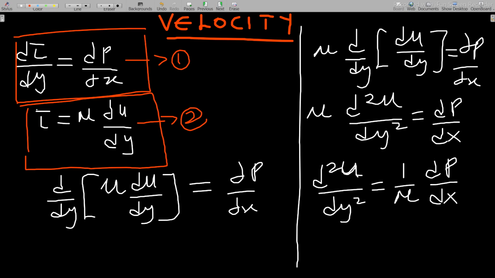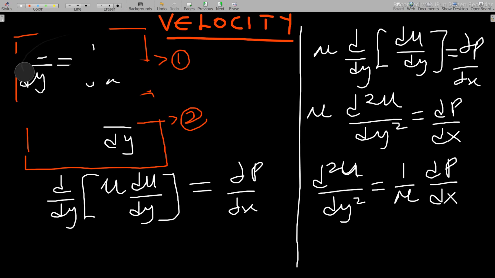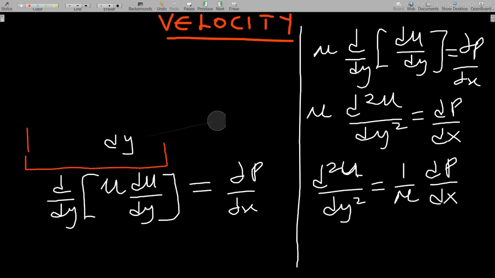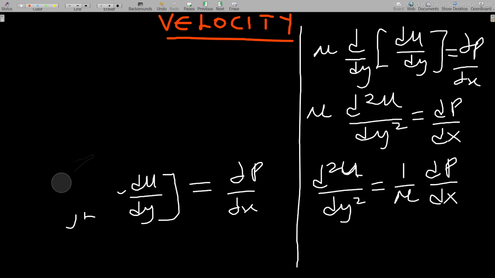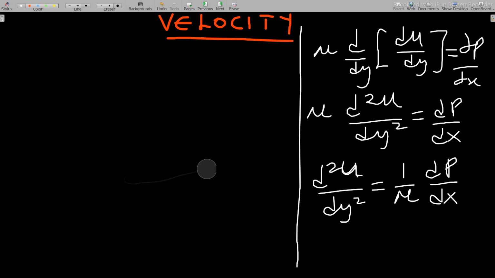All right, so let's erase this part, and I hope you understand what we are doing here. We just want to find the velocity in terms of y and mu. If I want to do this, then I have to integrate both sides with respect to y two times.